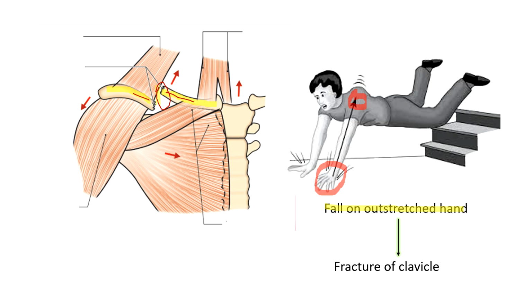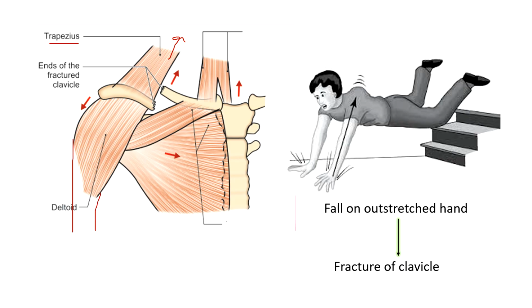Okay, so now after the fracture happens, the trapezius muscle alone cannot support the clavicle. It cannot pull the clavicle upward by itself. So due to the weight of our limb, the lateral end of the clavicle will be pulled downwards.